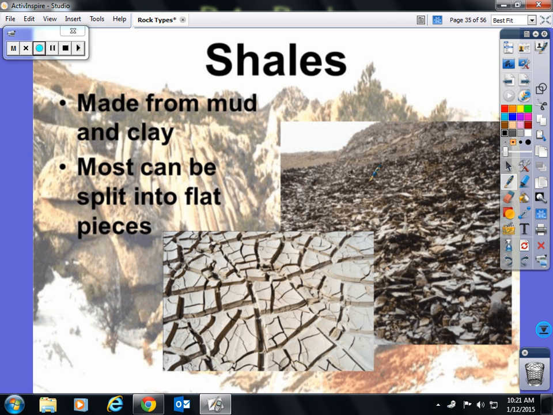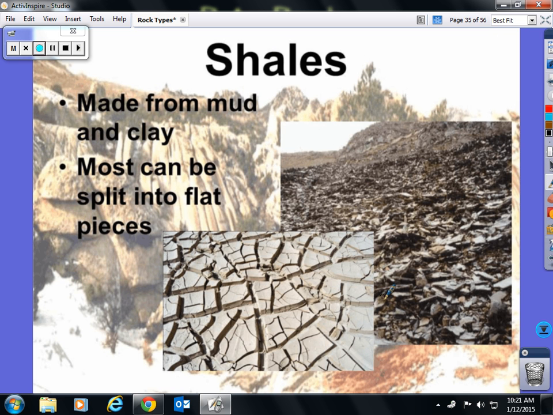Shale is made from mud. We have a lot of shale in Virginia, and we'll go over why. And it breaks apart very easily. It's pretty weak.